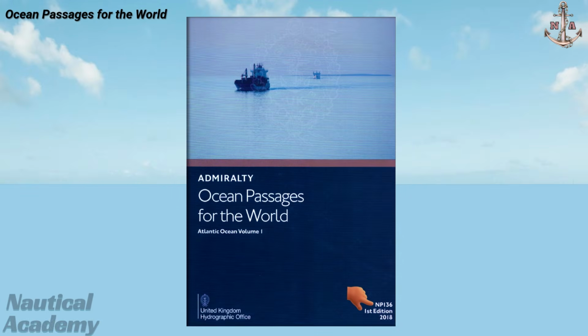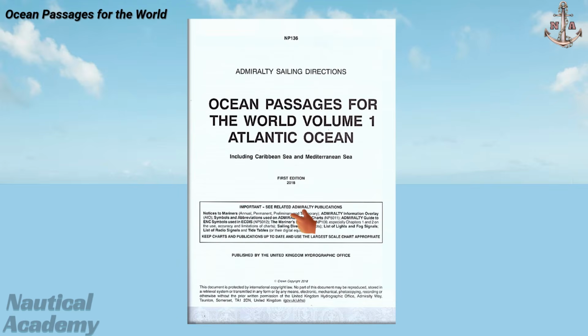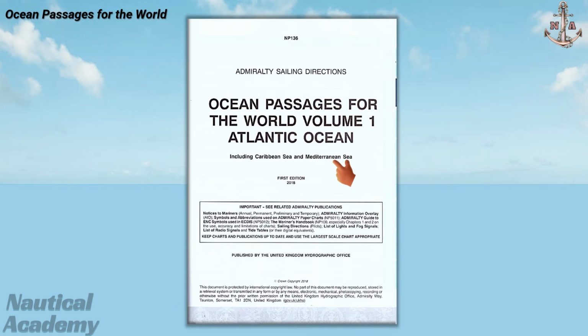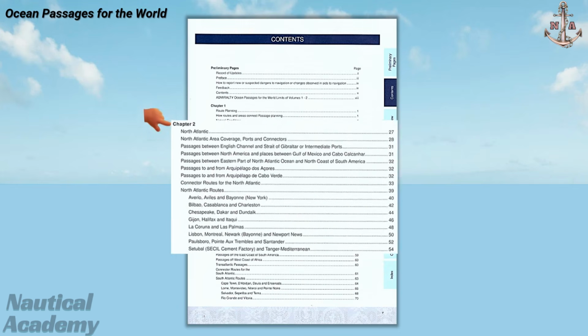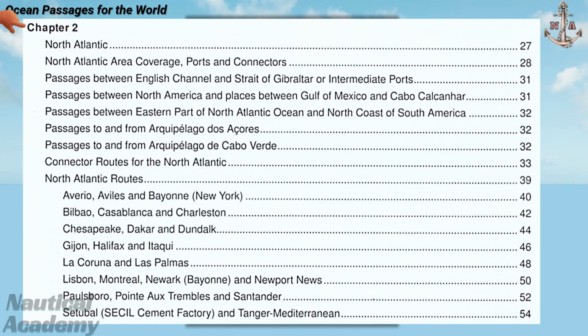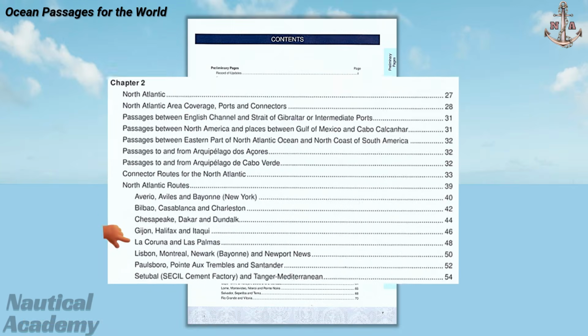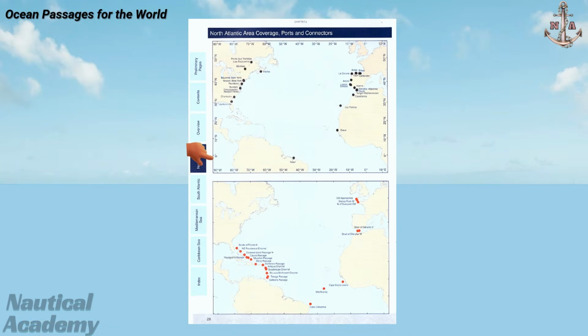Here, I have a copy of Nautical Publication 136, Ocean Passages for the World, Volume 1, which covers the Atlantic Ocean, including the Caribbean Sea and Mediterranean Sea. Let's look at the table of contents. We'll go directly to Chapter 2, which covers the recommended passages across the North Atlantic between several major ports. Let's start with North Atlantic Area Coverage, Ports and Connectors.